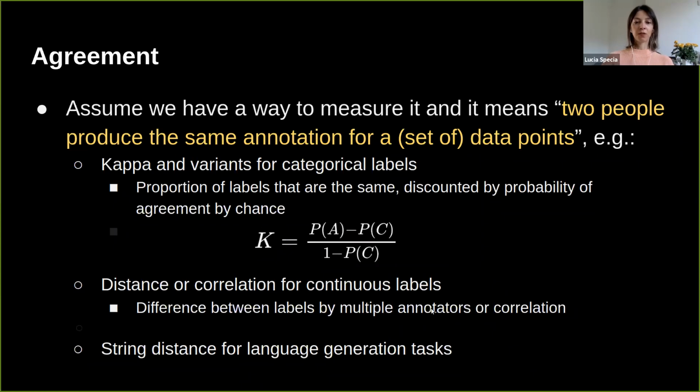So for continuous labels, we tend to use other metrics. For example, we can measure the correlation between the labels of different annotators, or we can measure the distance between the labels of different annotators. And then obviously if you have string-based tasks where the label is actually a string, such as generating translations or simplifications, then one can think of metrics that measure some form of string distance or similarity between the different annotations from different annotators.